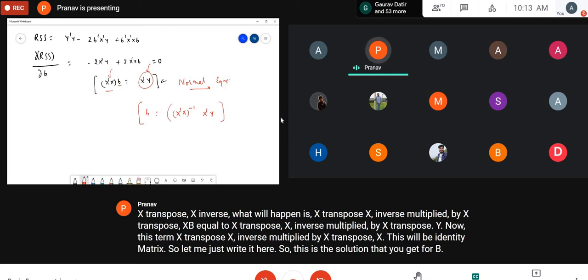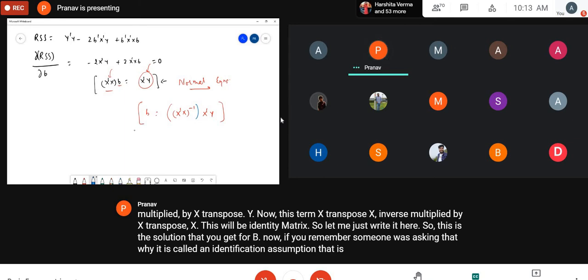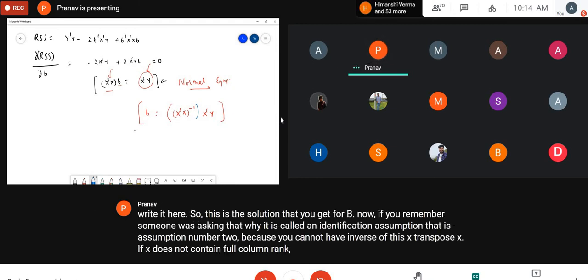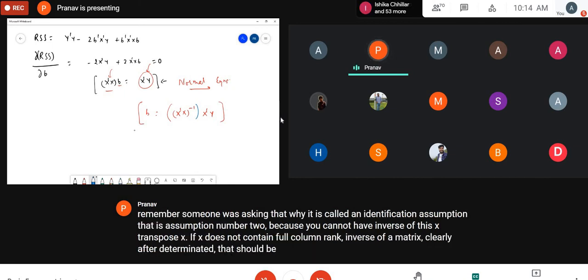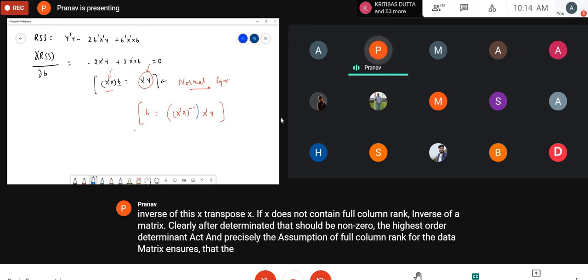Now if you remember, someone was asking why it is called an identification assumption, that is assumption number 2. Because you cannot have the inverse of this X transpose X if X does not have full column rank. For the inverse of a matrix, the determinant, the highest order determinant, should be non-zero. And precisely the assumption of full column rank for the data matrix ensures that the full order determinant is non-zero.